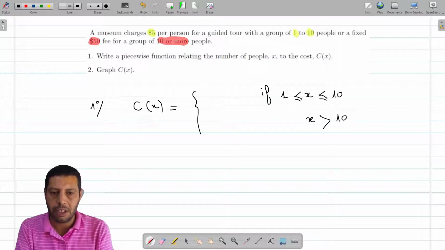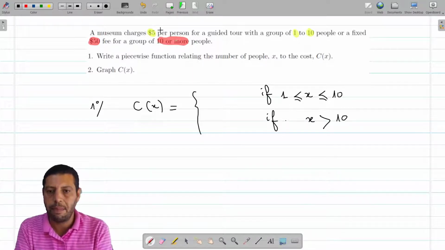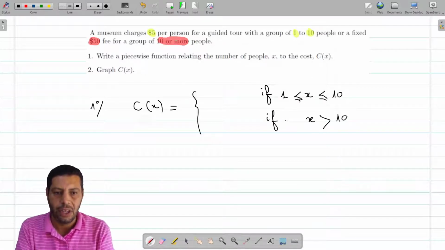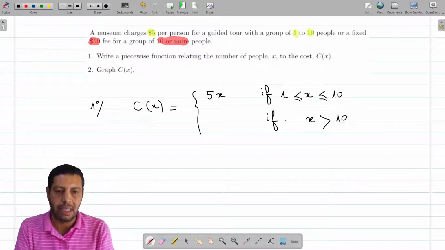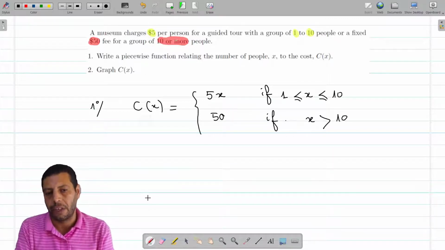So what is the expression if x is between 1 and 10? It's very simple. You're going to pay $5 per person for this interval. So the total cost will be 5 times the number of people, which is x. So it's 5x. But if x is greater than 10, we'll see later what happens at 10, you're going to pay a fixed cost of $50. So the cost will be 50, which is a constant function.